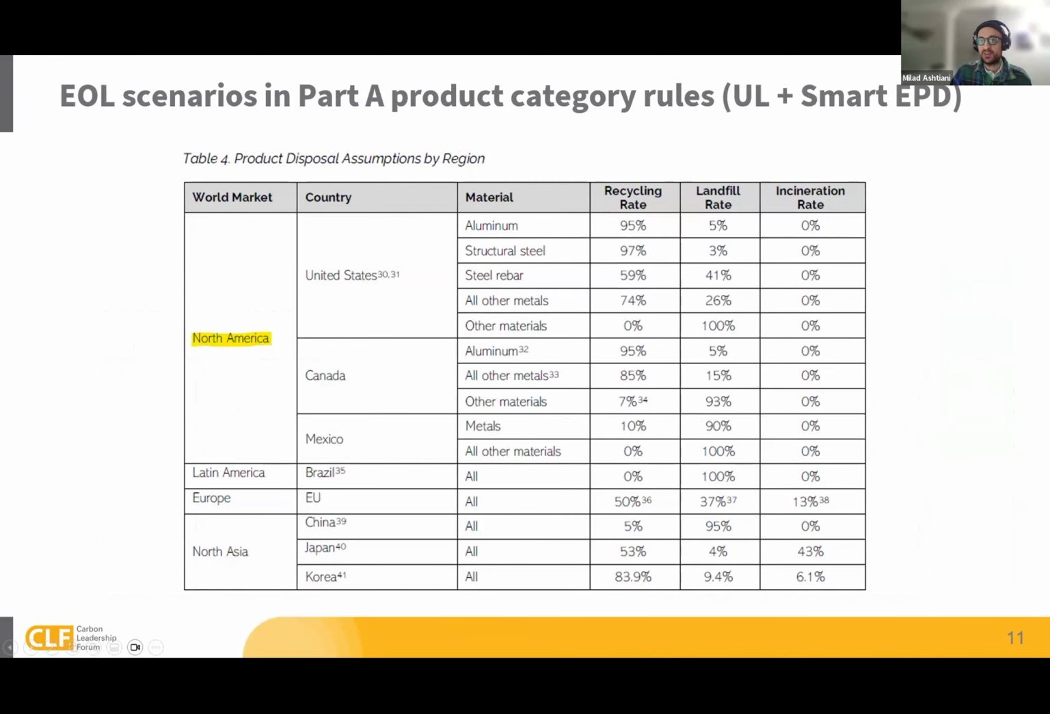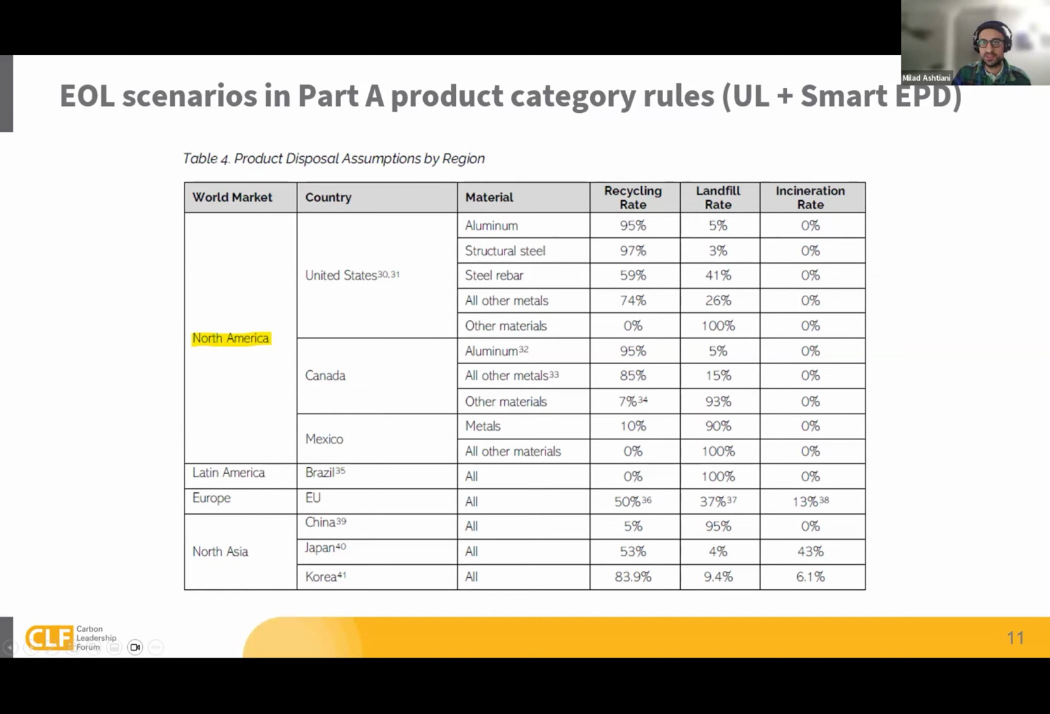This is just a snapshot of the default end of life scenario likelihoods, as I will call them, or decomposition rates. You may hear me using different terms here, but I mean the same thing. When I talk about end of life scenario likelihoods or decomposition rates, I'm basically talking about how much of the material at the end of life ends up in each of these pathways. Recycling, landfilling, incineration, and reuse are probably the most common pathways.